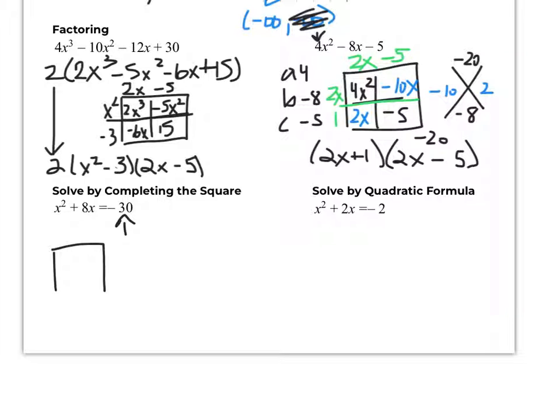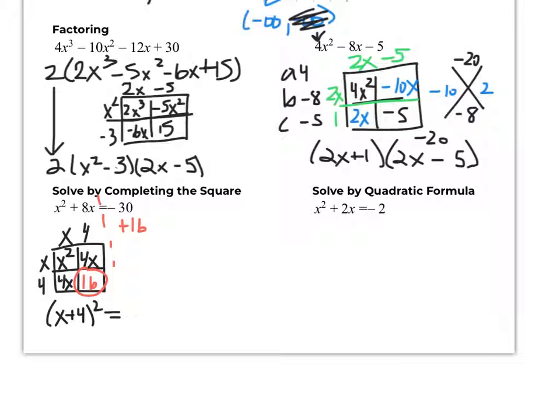Then we're going to draw a literal square. First term, first box. I want a square, so I need the sides to be the same, so we split in half. This part seems familiar from our last unit. So x plus 4 squared, but what did I add to this? I added 16, and I'm doing that on the left-hand side of the equation, which means I also need to do it on the right-hand side. So add 16. Hopefully I get nice numbers here.